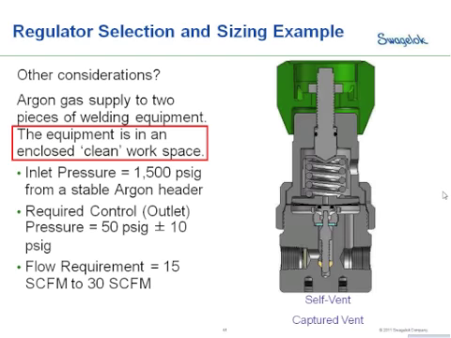So in this case, if we decide to pick a vented regulator, we might pick the self-vent regulator with the captured vent. So as the argon is vented out of the regulator, we can capture it and then pipe it away safely and dispose of it at a point where it's not going to be dangerous and cause an asphyxiation issue in that enclosed workspace.